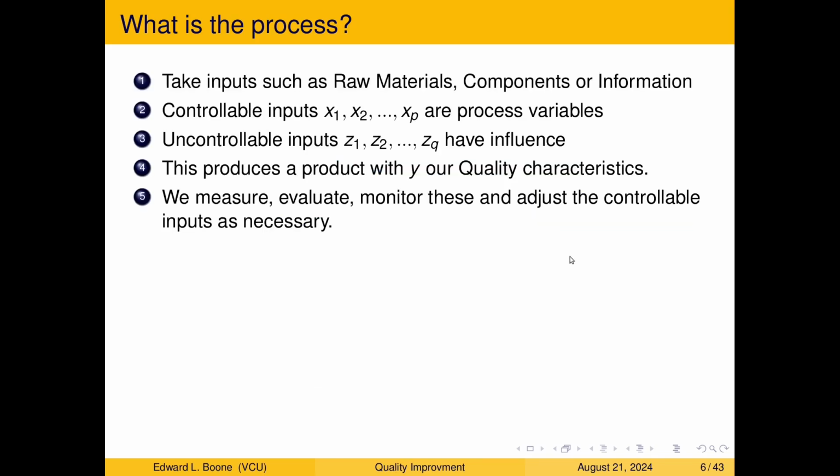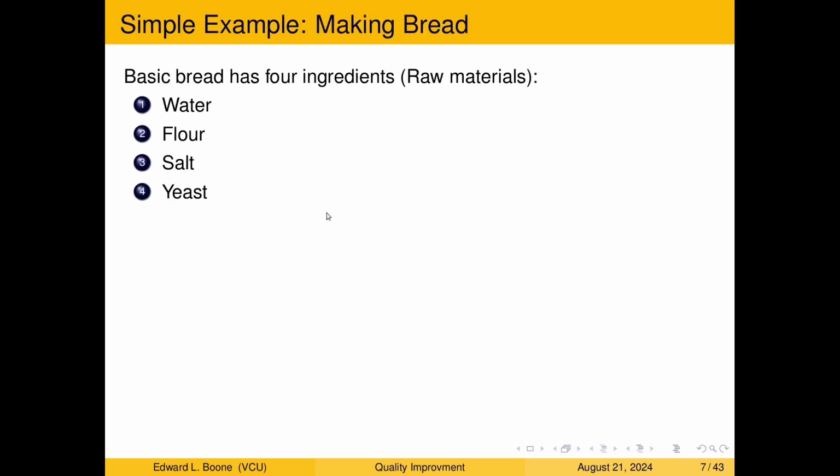Okay? All right. So what is the process? It takes inputs such as raw components and information. We're going to have controllable inputs, these are process variables. Uncontrollable inputs, Z, have influence. This produces a product, Y, with our quality characteristics. We're going to measure, evaluate, and monitor these, and adjust the controllable inputs as necessary.